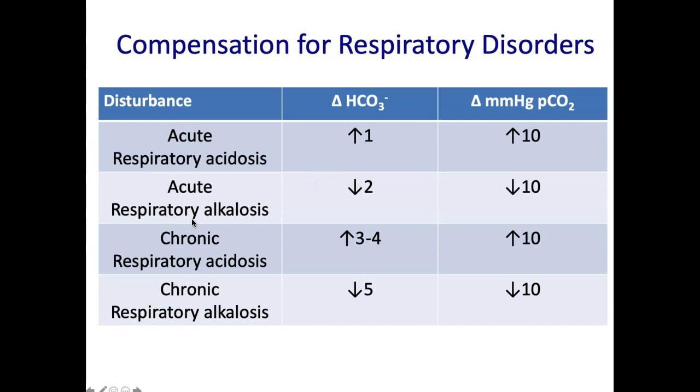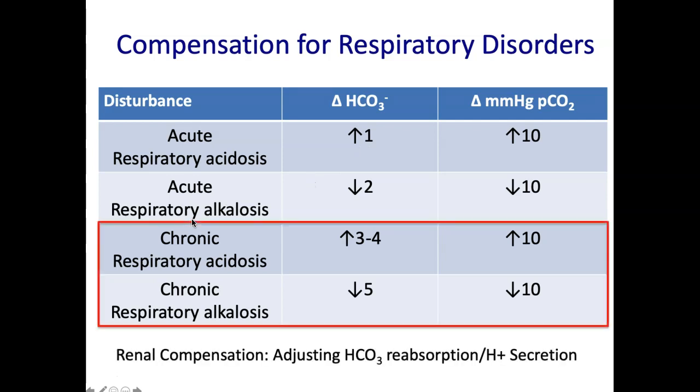Now, one interesting thing worth noting is that for the chronic disorders, you can see that we augment and recruit a little more capacity to buffer. And this is because the kidney has now had time to recognize the problem and kick in and basically upregulate tubular function, tubular energetics, and the transporters responsible for buffering. And so with chronic respiratory acidosis, so let's say over days and weeks, the PCO2 has gone up by 10.